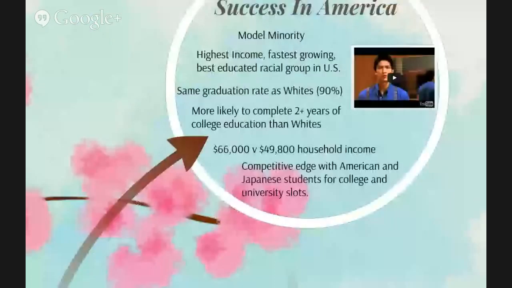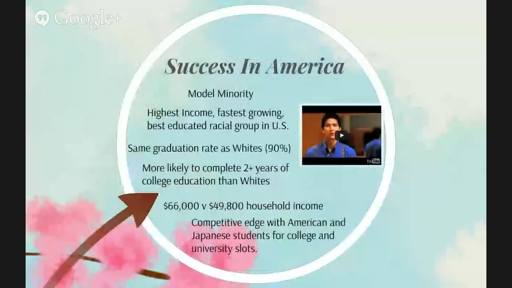So the Asian American culture has had great success in their move. They are considered the model minority because not only have they come to America, but they have become the highest income, fastest growing, and best educated racial group in the United States. And they maintain the same graduation rate as white Americans, which is 90%, which just shows their success not only in America, but in the schooling system and within the greater American population.